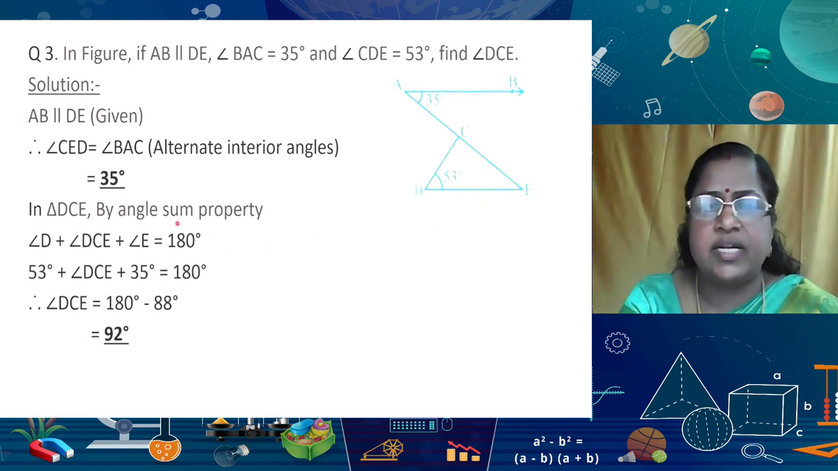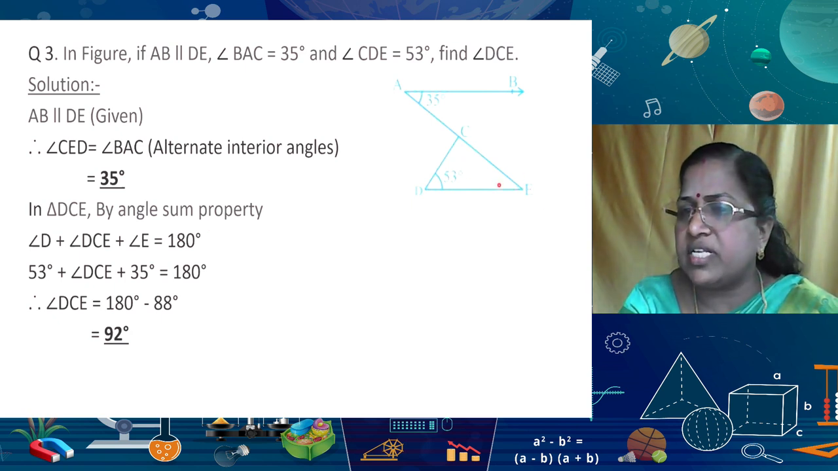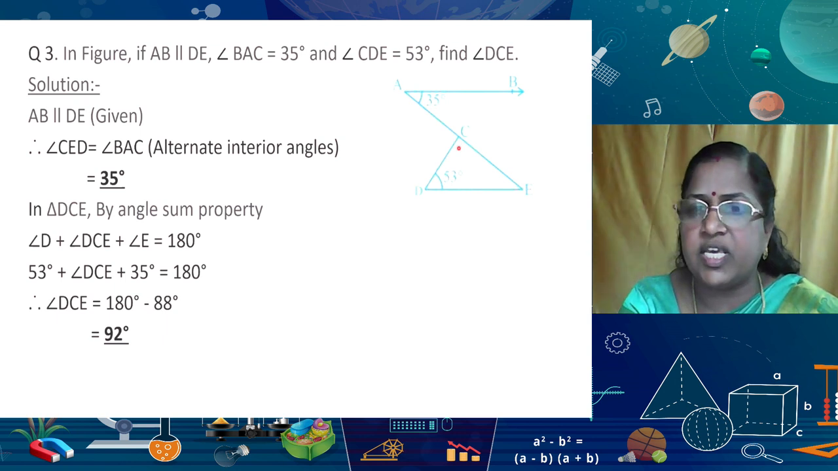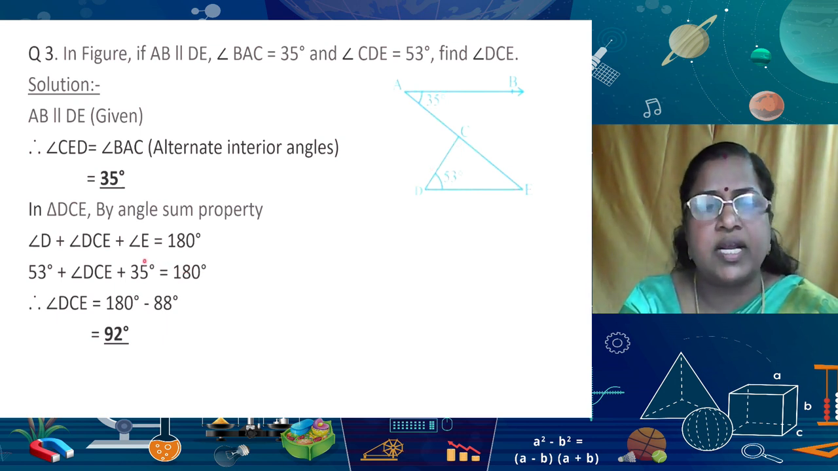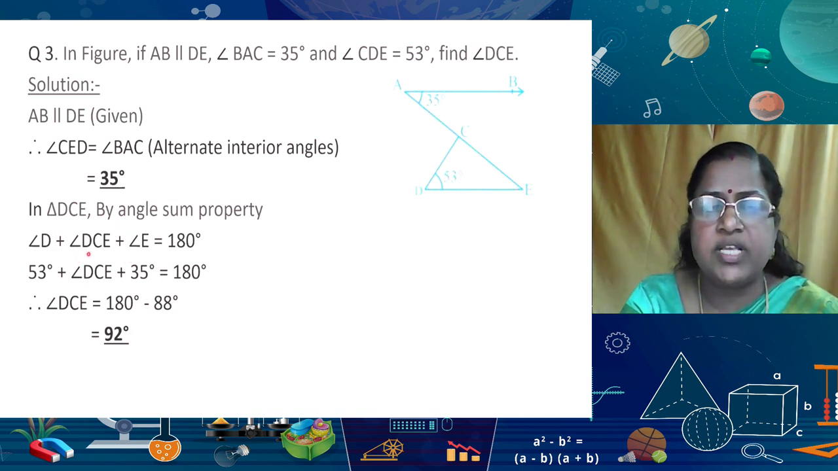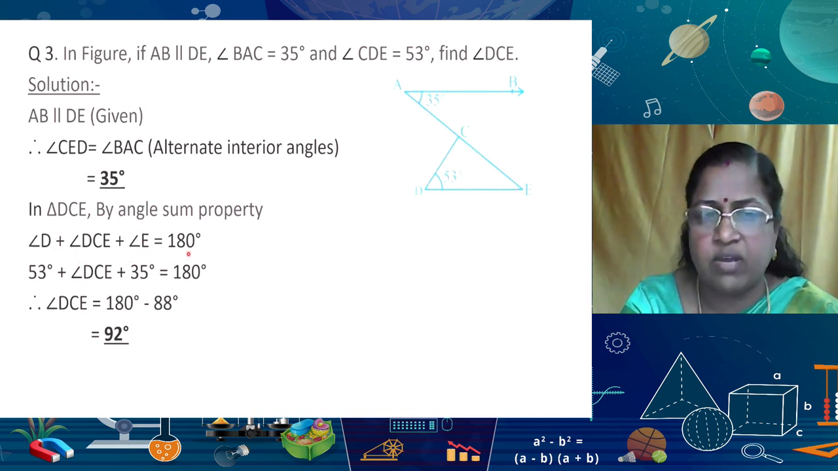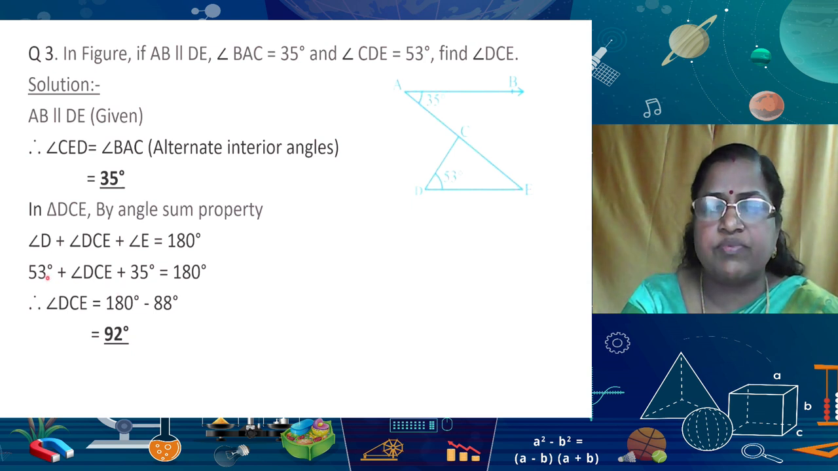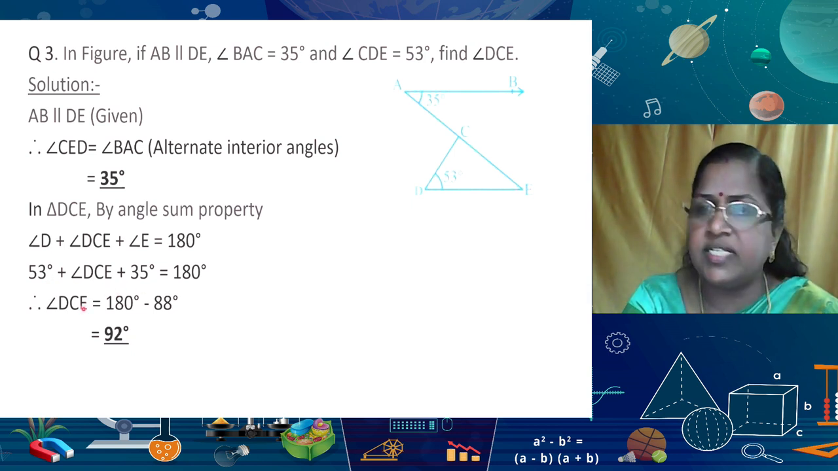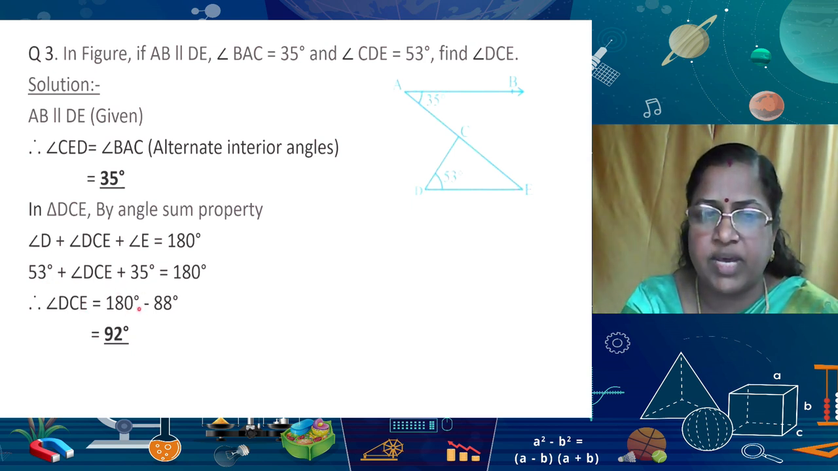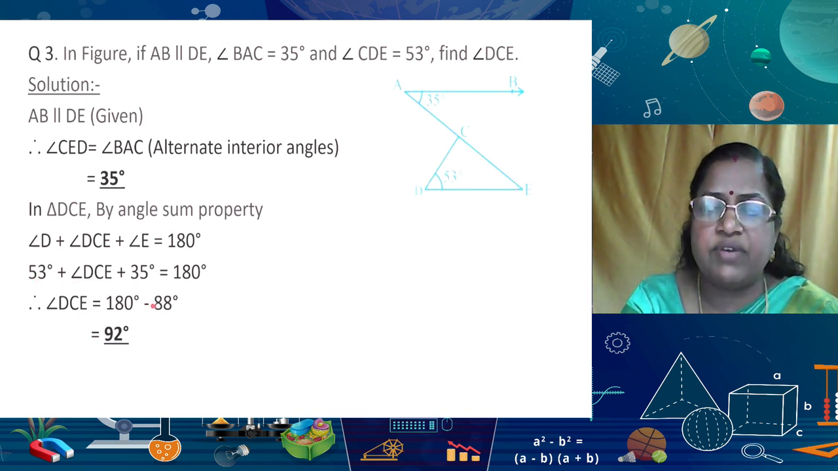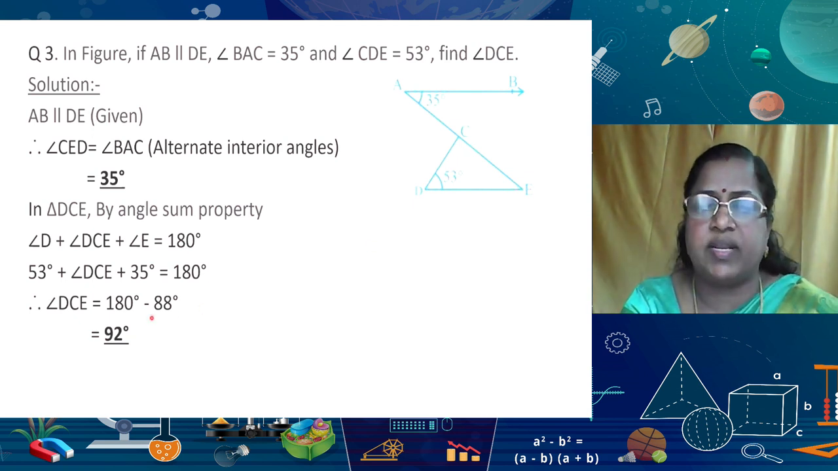Now in triangle DCE, we have this angle and here it is given as 53. So we can find DCE by the angle sum property of a triangle. Angle D plus DCE plus angle E is equal to 180. Substituting the values, angle DCE is equal to 180 minus 53 plus 35, which is 88. So we got the value of angle DCE as 92 degrees.